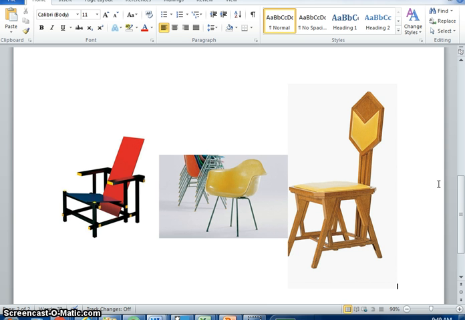I forget who actually designed this first one here. This other one is called the red blue chair. Real creative design, but it's an extremely famous chair. It doesn't look real. It is. This right here is an Emerson chair, and that's the middle chair.